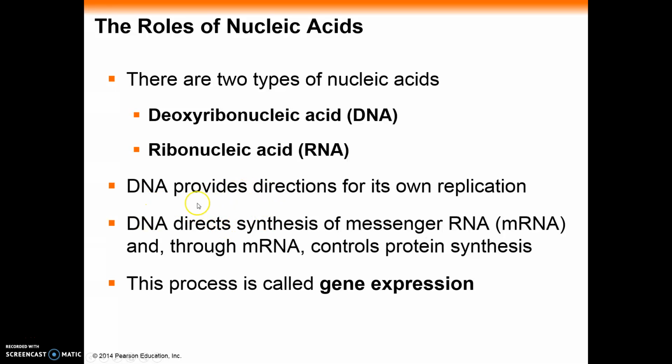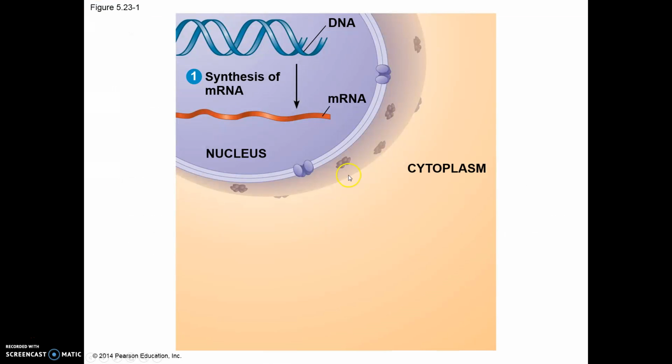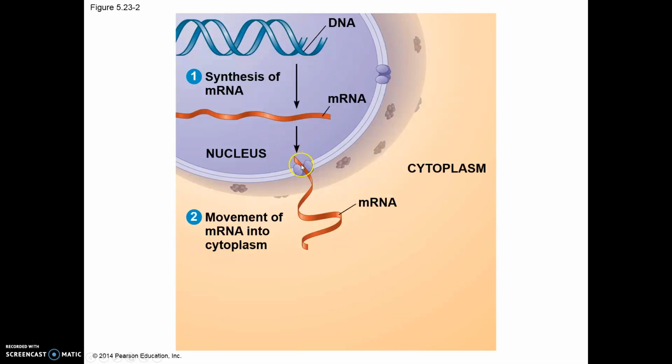This process of DNA directing the synthesis of messenger RNA and then messenger RNA controlling protein synthesis, this is called gene expression. And this is kind of the central dogma of biology. So here we have double-stranded DNA in the nucleus of a cell. We are going to make messenger RNA that is complementary to one of these strands and looks like a copy of the other strand. That mRNA is going to leave the nucleus, go into the cytoplasm.